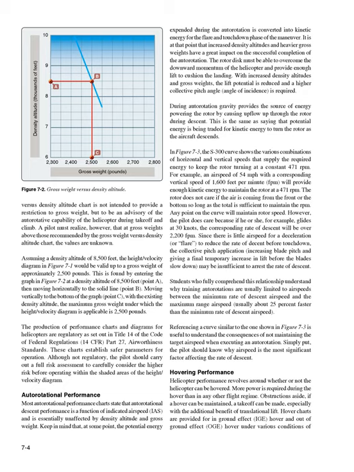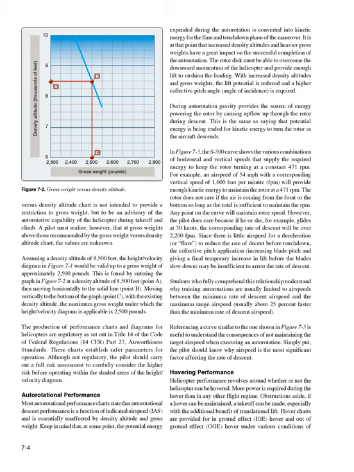The production of performance charts and diagrams for helicopters is regulatory, as set out in Title 14 of the Code of Federal Regulations, 14 CFR Part 27, Airworthiness Standards. These charts establish safer parameters for operation. Although not regulatory, the pilot should carry out a full risk assessment to carefully consider the higher risk before operating within the shaded areas of the height/velocity diagram.